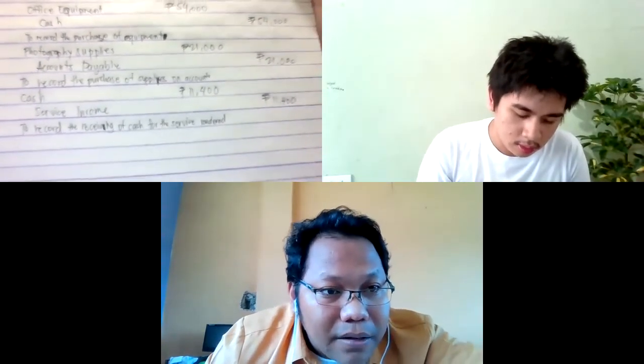October 13, let me see. Cash, service income. Okay, correct. To record the receiving. Or Nicole, you can simplify the explanation as to record receipt of cash for services performed. Or you can do it this way, to record cash as revenue. You can also use that kind of reason, Nathan.